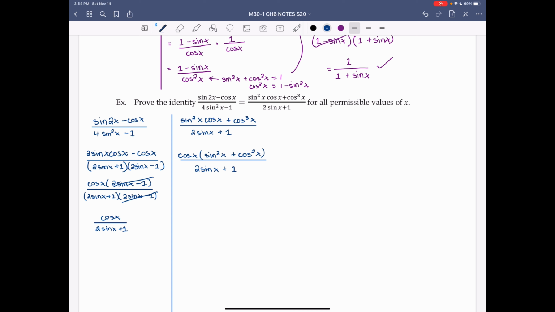I have cos x times 1 on top, which is just cos x, over 2 sine x plus 1. Then the left side and the right side are the same. And we want to state our NPVs.